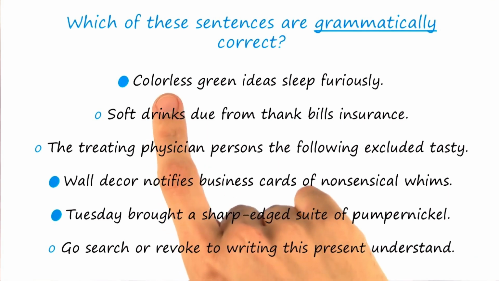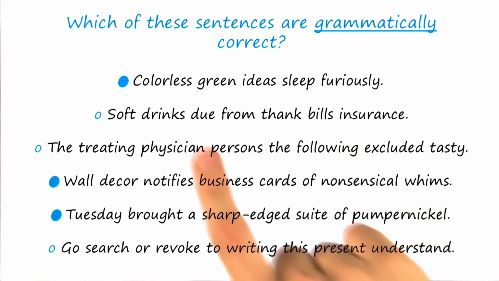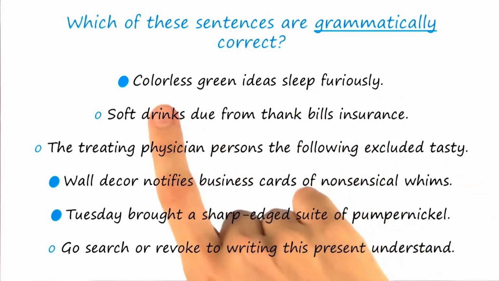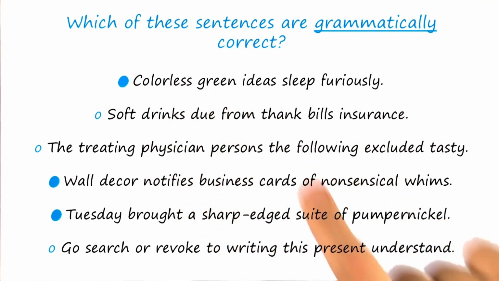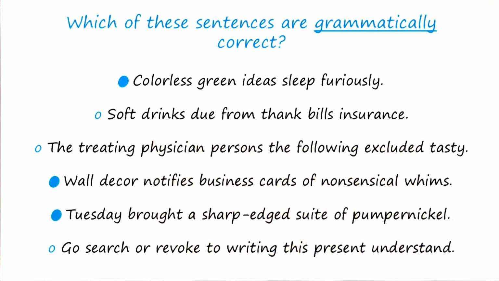So the first sentence, colorless green ideas sleep furiously, I recognize pretty quickly as a pretty famous example proposed by Noam Chomsky of how sentences can be semantically nonsensical but still grammatically correct. The sentence makes sense, there's still a subject, a verb, an adverb describing the verb, but the idea of a colorless green idea makes no sense. The idea of ideas sleeping makes maybe a little bit of sense. The idea of sleeping furiously is kind of nonsense, so the sentence really doesn't have much meaning even though it's grammatically correct. The second sentence, soft drinks due from Thank Bill's Insurance, really doesn't make any grammatical sense.